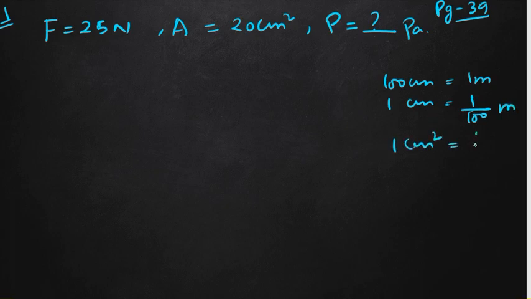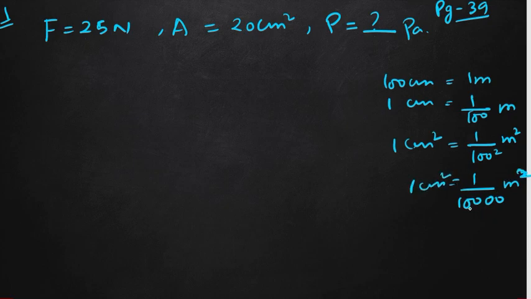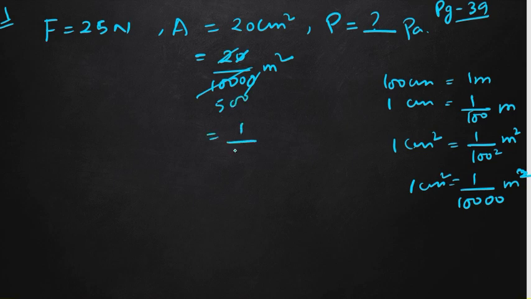So we need centimeter square. So 1 centimeter square will be 1 by 100 squared, so we have to square 100 also. So 100 square per meter square, that means 1 by 10,000 meter square. So to convert centimeter square into meter square, we need to divide by 10,000. Therefore, area will be 20 by 10,000 meter square. If we solve this, these two cancel out, and 2 fives are 10, so that means 1 by 500 meter square.